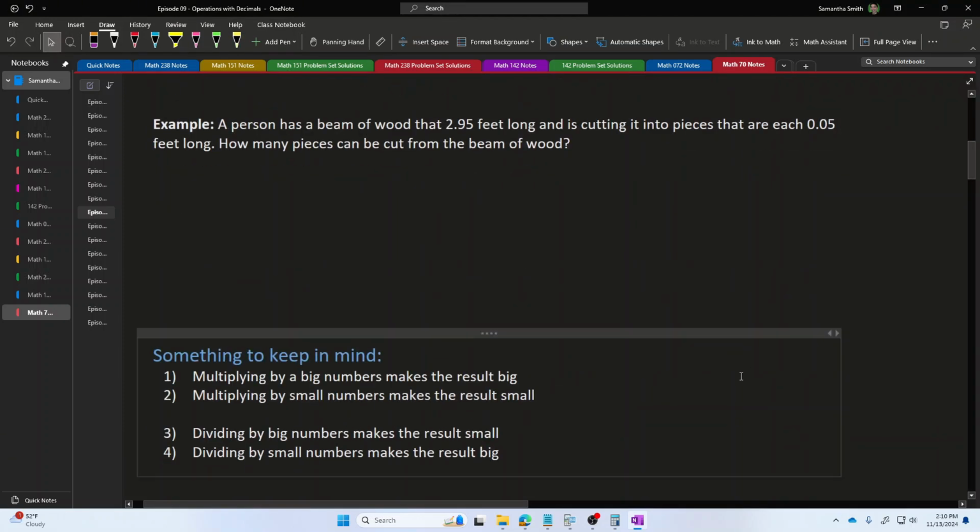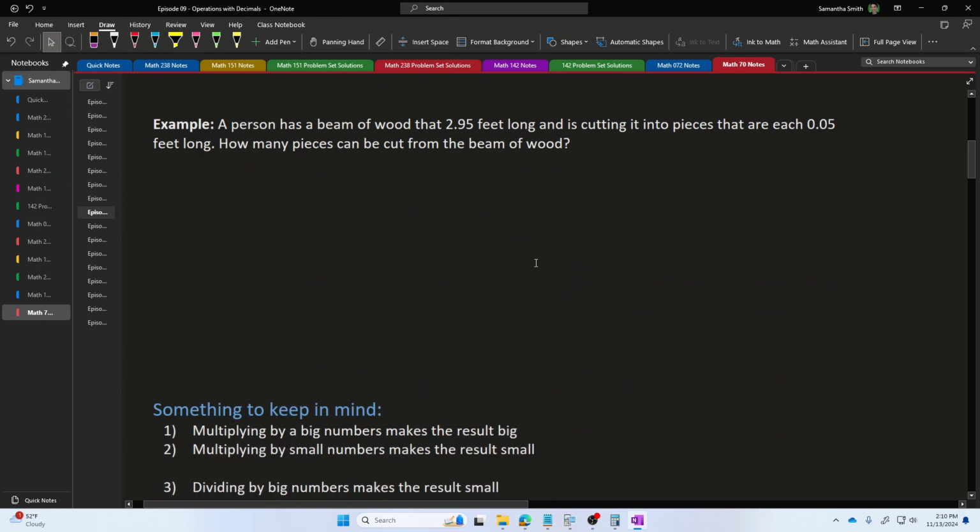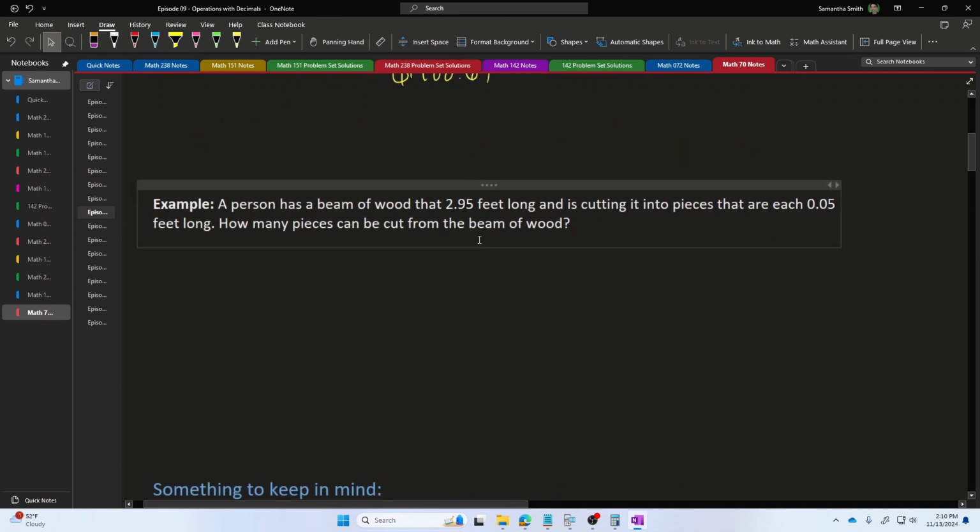Or if someone says, hey, I'm thinking about taking a beam of wood, it is currently 2.95 feet long. And then I'm going to cut it up into pieces, and each of the pieces are going to be 0.05 feet long. How many pieces can I cut from this beam, assuming that no wood is lost in the cutting process?